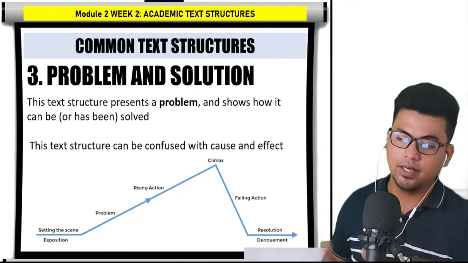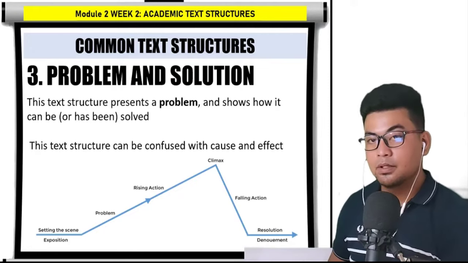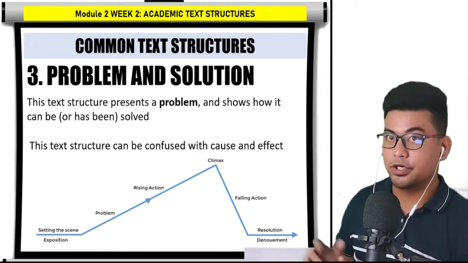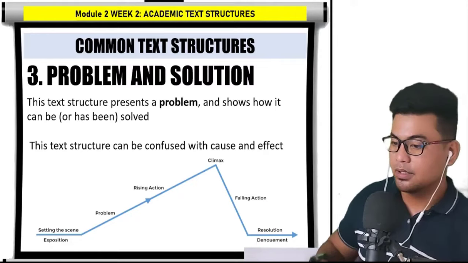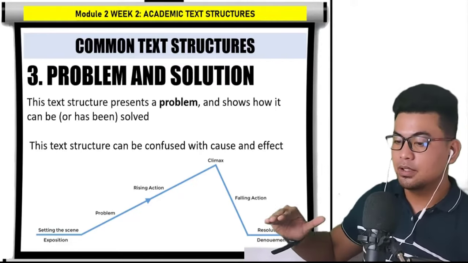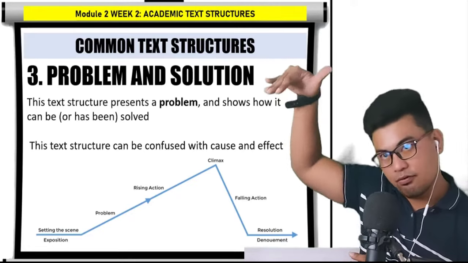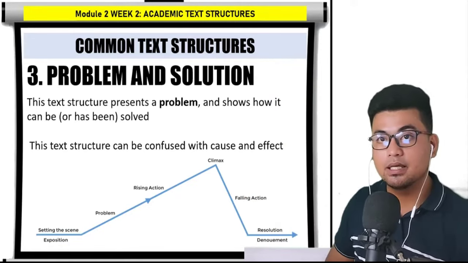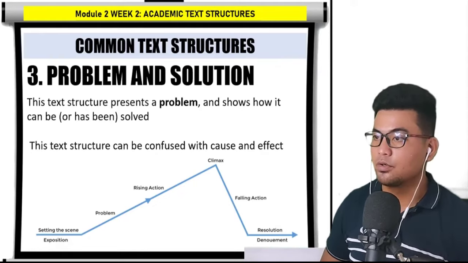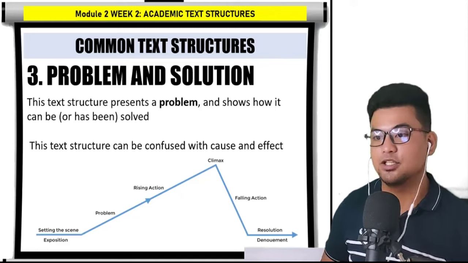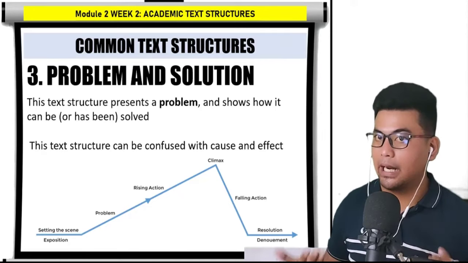Okay, as you can see in this illustration below, this is the common order of a story. There's an exposition, there's a problem, there's a rising action, there's a climax, there's a falling action, and there's a solution. Okay, so every story has this problem and every story has a solution, okay, to their problem.